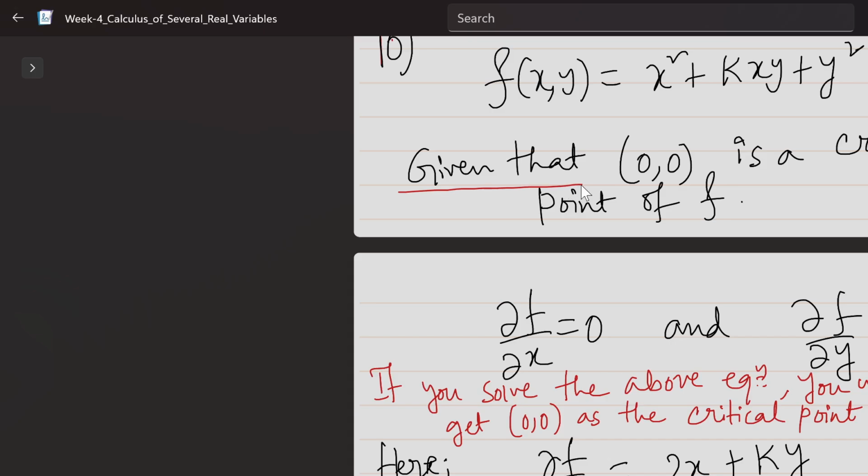I'll underline this thing because it is already given. So that means del f del x equal to 0 and del f del y equal to 0. If you solve this, you will get 0, 0. This is the thing. So my del f del x is 0. So let me solve this too.